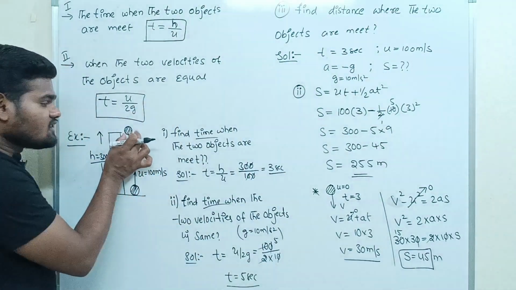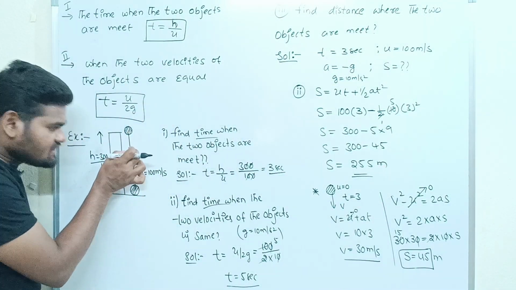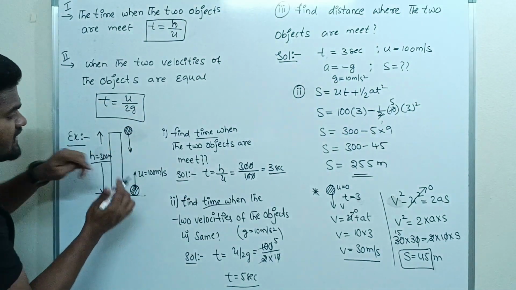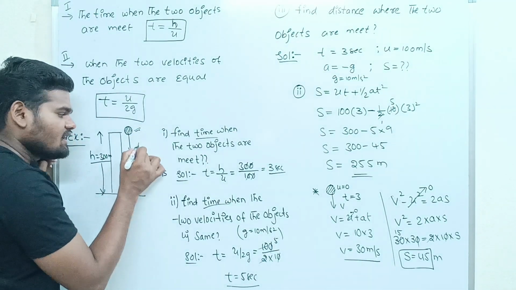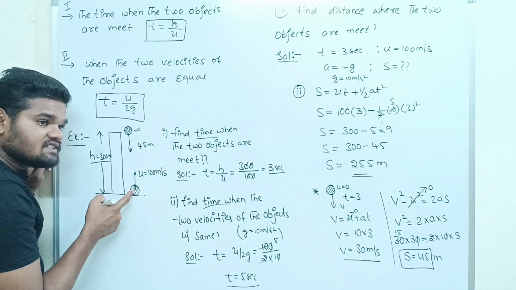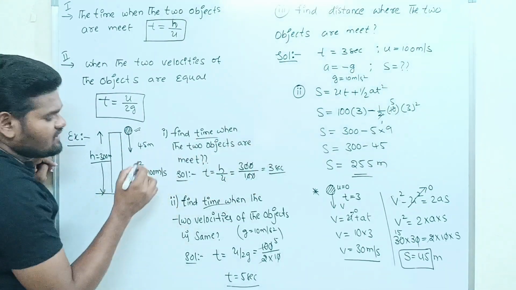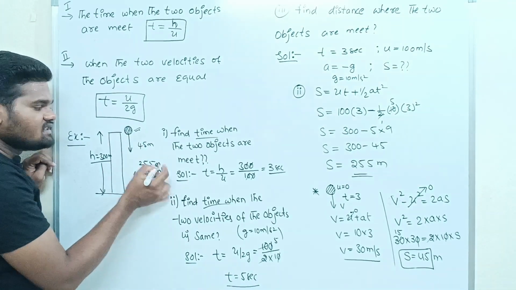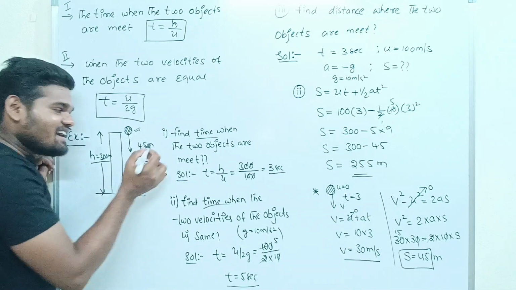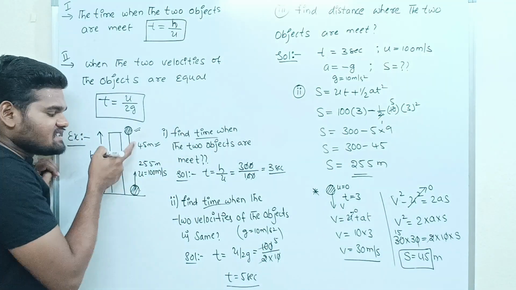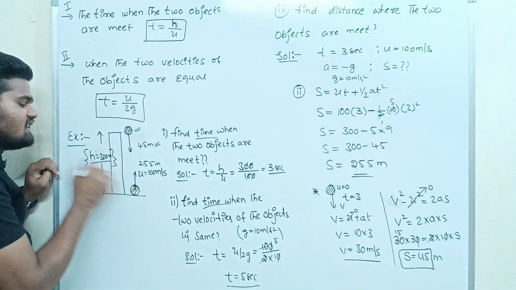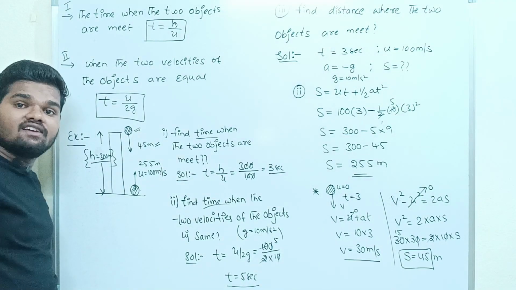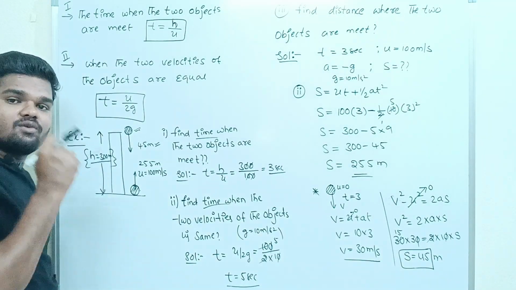That means this object meets this object at 45 meters. And this object meets this object at 255 meters. Just add these two distances. 255 plus 45. How much? 300. Are you getting? Let's pause the video and write the solution. 3, 2, 1, go.